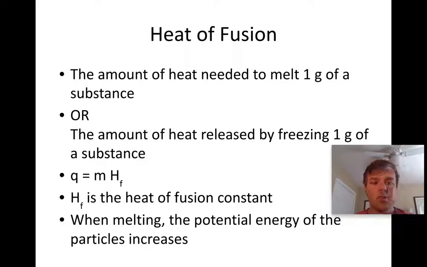In other words, when you're melting something, the particles move farther away from each other, kind of like how there's gravitational potential energy you probably learned about in middle school, where the energy increases as you raise an object up off the ground. Well, for when we're talking about molecules, their potential energy increases as they move farther apart from each other.